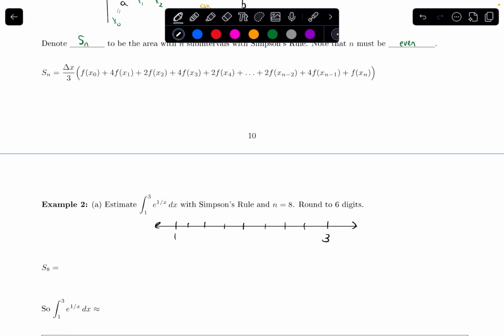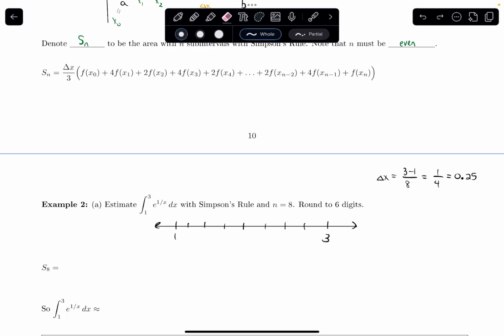And to find my delta x, it's b minus a on top, divided by n, which is 8 here. So this becomes 1 over 4, which as a decimal is 0.25. So if I add 0.25 to the 1, I'll get the value 1.25 for this tick mark.